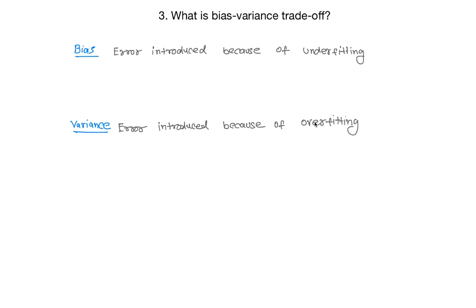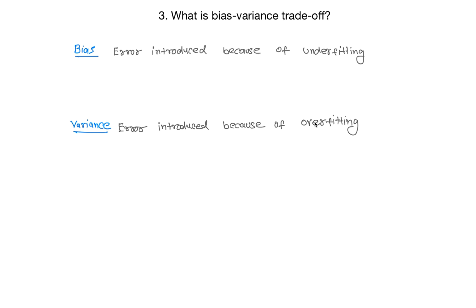Bias is an error introduced in your model due to the oversimplification of machine learning algorithms. And if there is a high bias, then there is a very high chance that your model is underfitting. At the same time, if your model is overfitting, then there is a very high chance that your model might be having high variance.